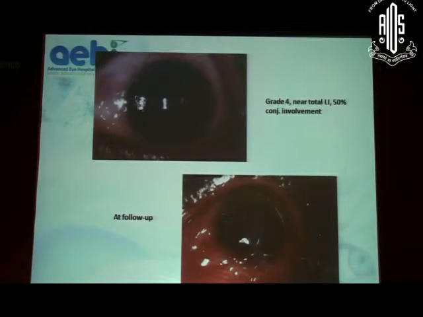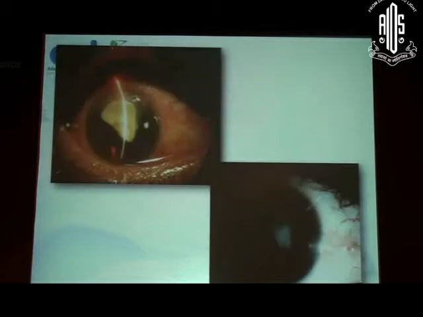Naturally, when we deal with patients like this who have grade 4 chemical burns, in those cases amniotic membrane, once or twice or whatever number of times we do it, can only save the surface from further melting, but it still does lead to limbal stem cell deficiency and conjunctivalization and requires future surgeries.